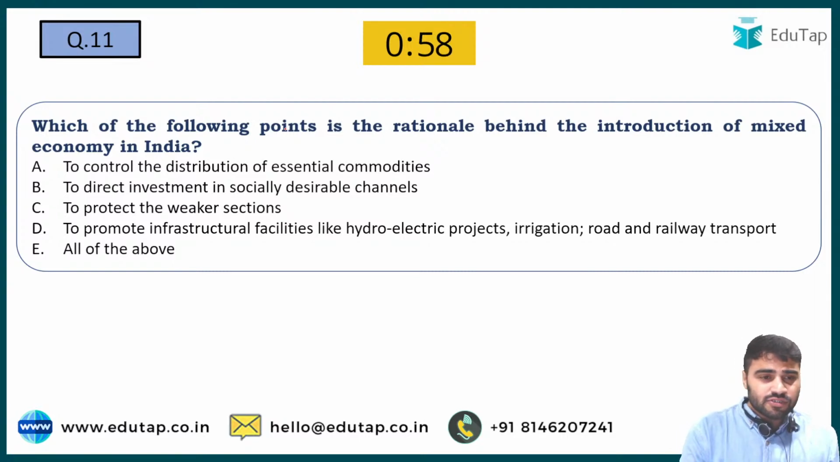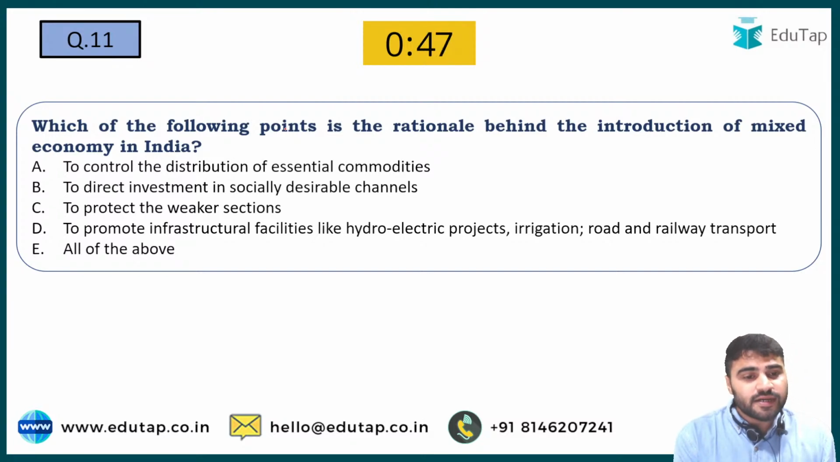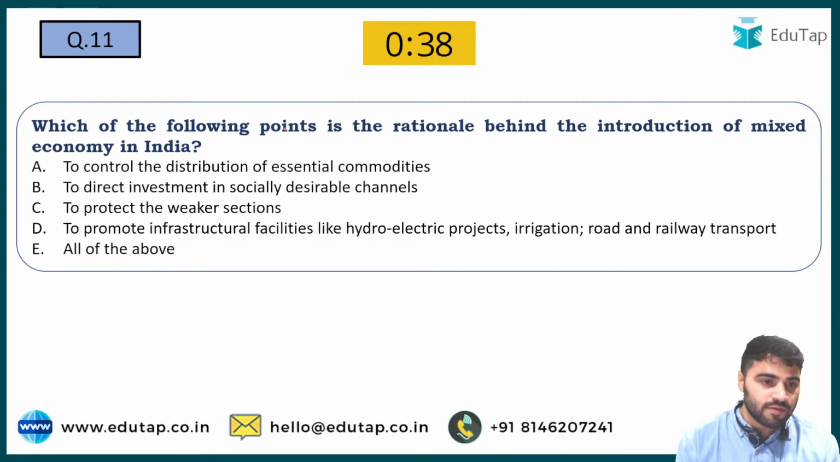Now, the next question is, which of the following points is the rationale behind the introduction of a mixed economy in India? Your options are to control the distribution of essential commodities, to direct investment in socially desirable channels, to protect the weaker sections, to promote infrastructural facilities like hydroelectric projects, irrigation, road and railway transport, or all of the above. So these kinds of questions you can easily solve by using your mind, by using logic. Here you do not need any expert knowledge to solve these kinds of questions, right?